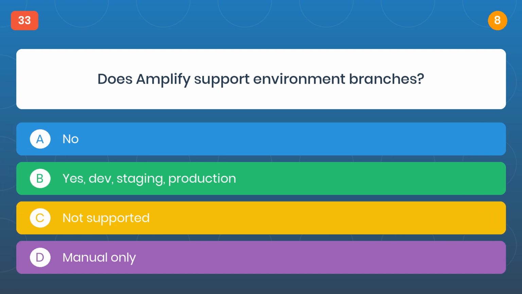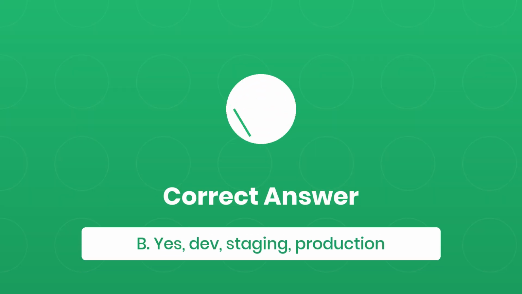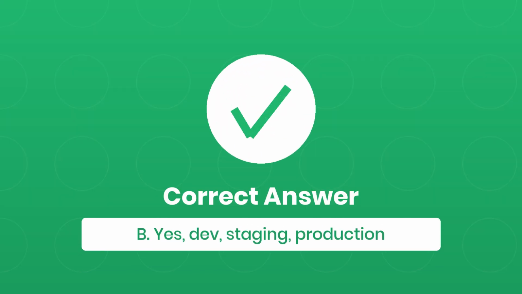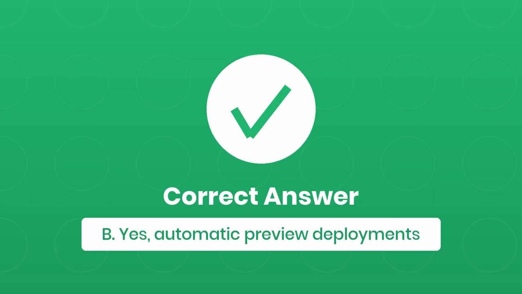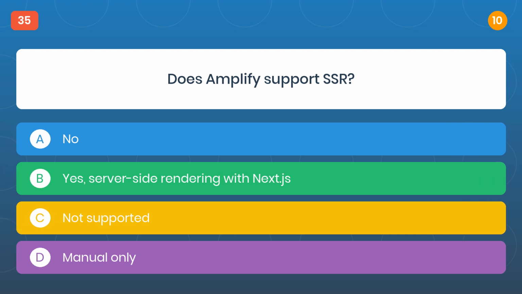Question 33. Does Amplify support environment branches? The correct answer is B, yes, dev, staging, production. Question 34. Can you preview pull requests? The correct answer is B, yes, automatic preview deployments.